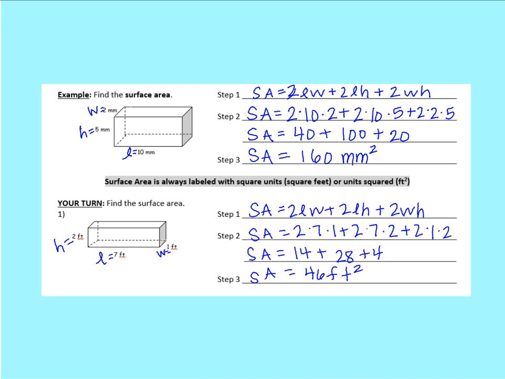Okay, hopefully you took a minute to try that by yourself. Again, we're using the surface area formula SA equals 2 length times width plus 2 length times height plus 2 width times height. We plug in our values. Our height is 2, the length is 7, and the width is 1. Remember, you start with your multiplication first. We end up with 14 plus 28 plus 4, and the last step is to add all of those pieces together, and that ends up getting us 46 feet squared for the surface area of this rectangular prism.